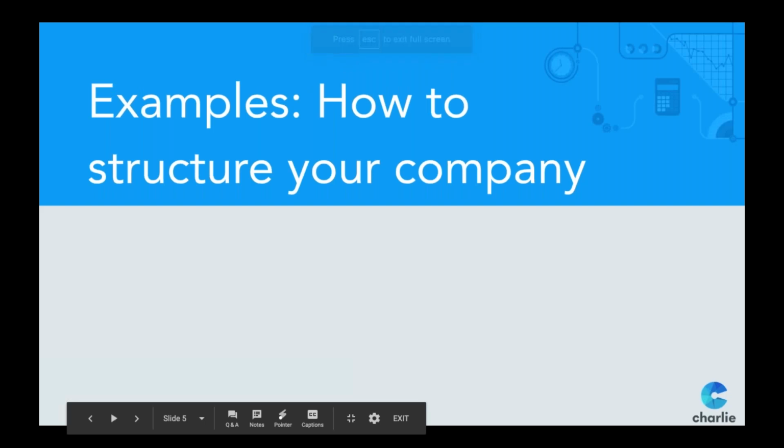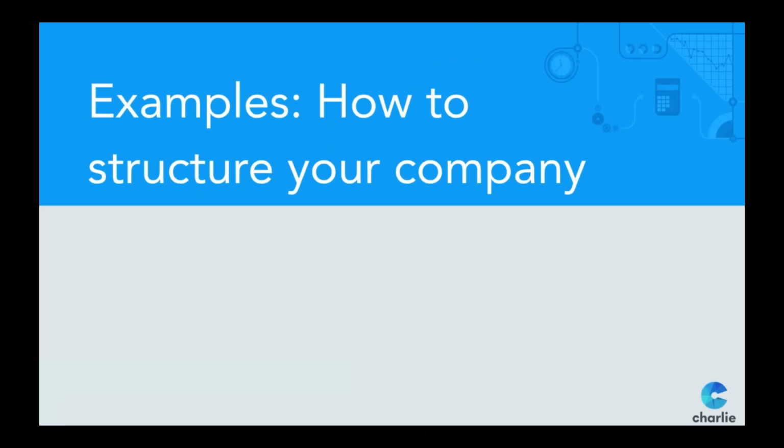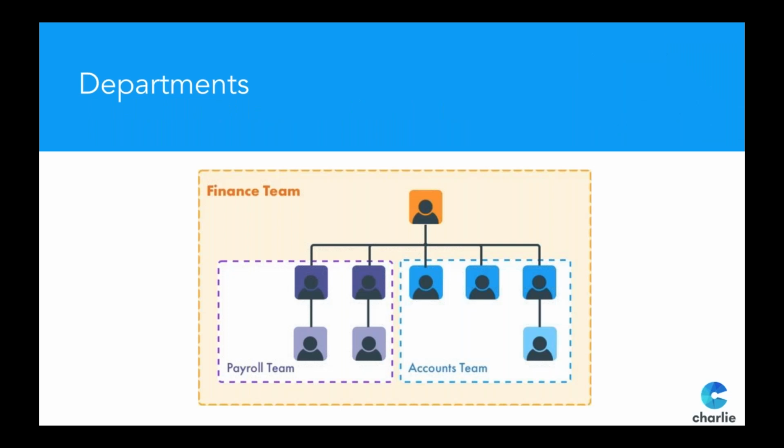So now I'm just going to take you through some examples on how to structure your company on Charlie. There's a few different ways that you can do this depending on how your company is structured. You might have a more traditional department structure. As I mentioned at the beginning, the first thing you're going to want to do is create line managers.